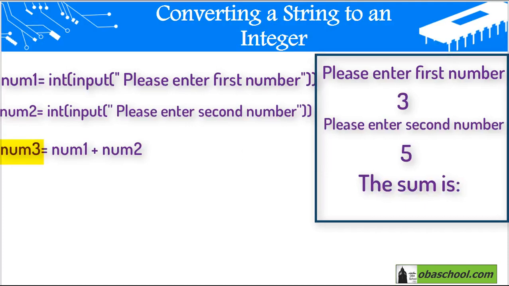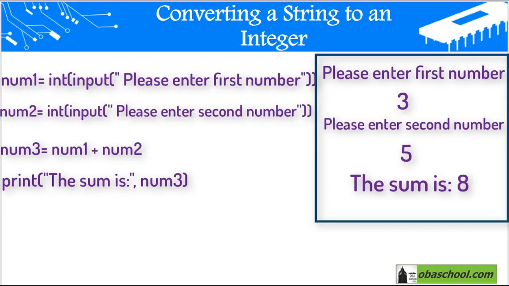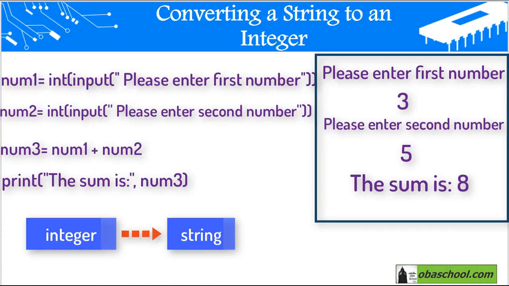So we use the print function to print to the user the summation. We show the user the sentence the sum is, and then we put comma and put the variable of the summation. Then we close the bracket. So this is the correct program. So the int function changed the variable type to an integer, so it can be used in calculation.